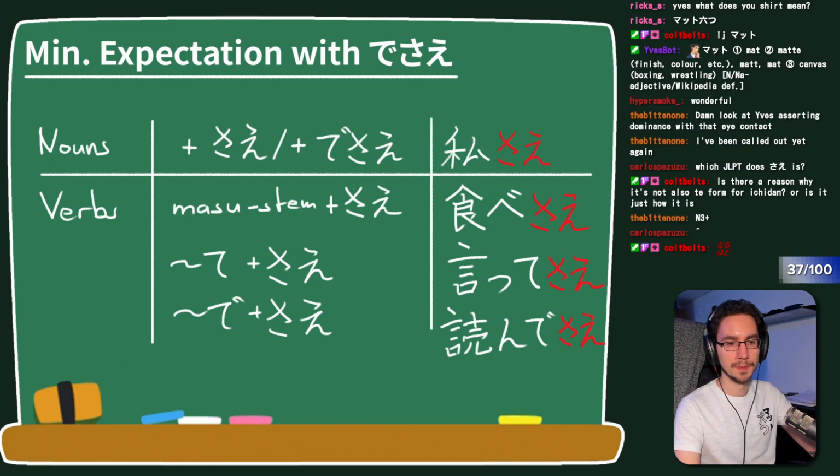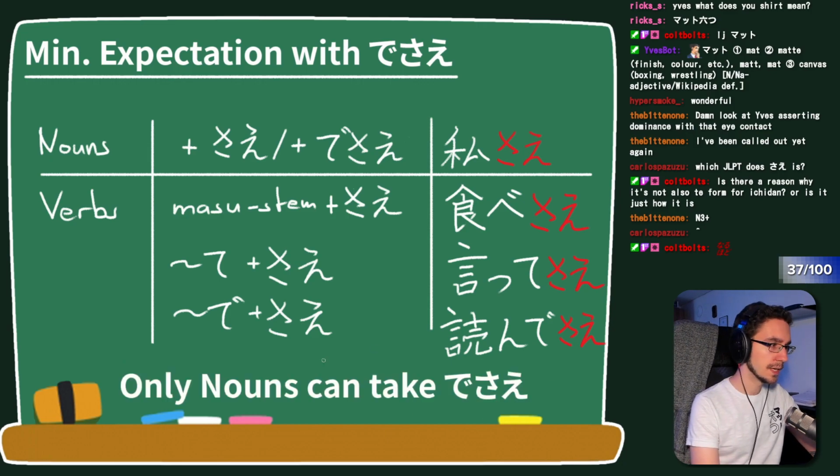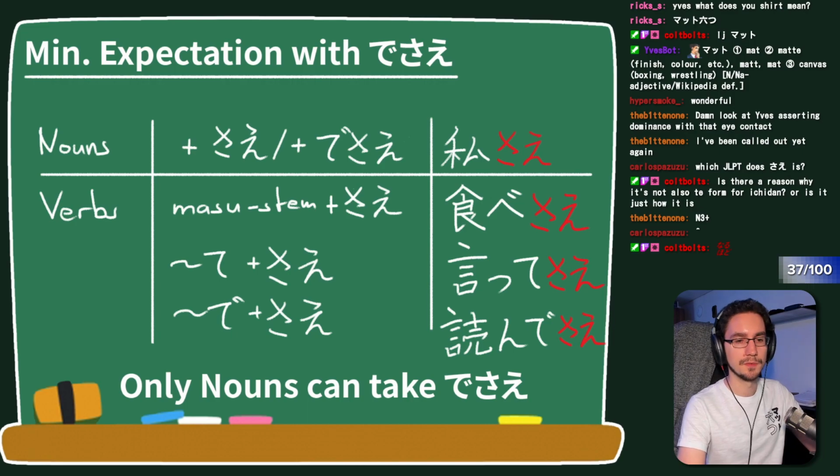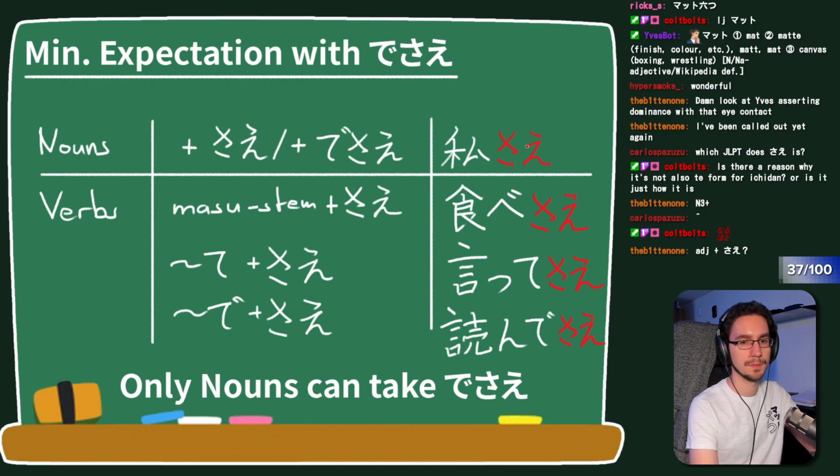Behold my stuff. Now, again, I will emphasize this. It's only the nouns that take desae. You actually can't add desae to the must stem or the te forms. That's only for the nouns, okay? And again, adding desae is just adding a little bit more emphasis. And that's all it is. There's not a difference beyond that, really, for desae and sae, as far as nouns are concerned.